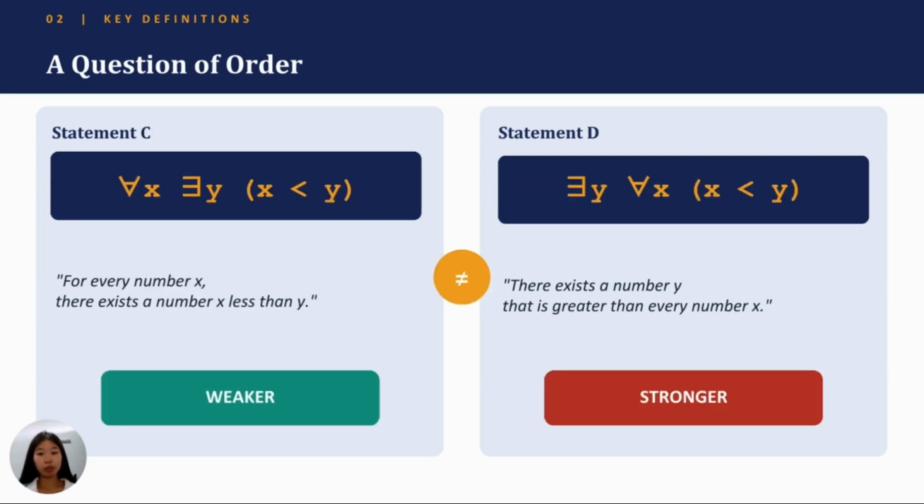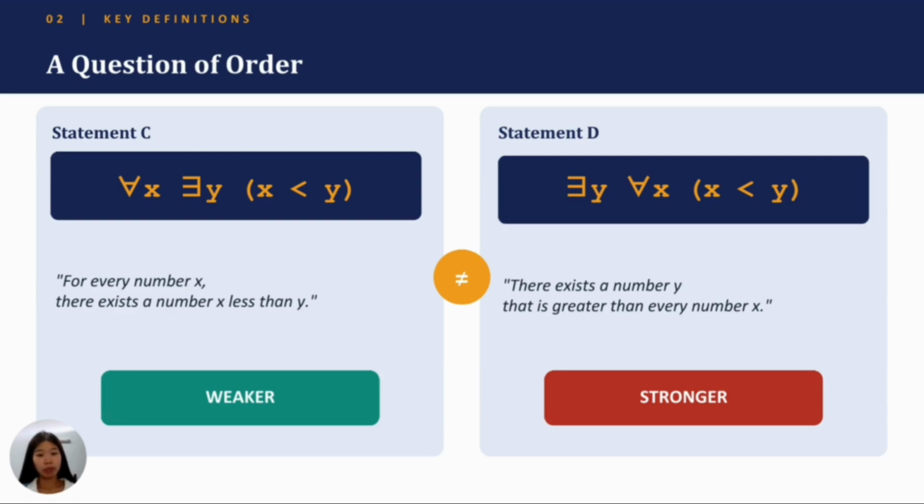However, it is different when we are using two different quantifiers. Look at statement C: for all x, there exists y where x is less than y, which means for every number x there exists a number y such that x is less than y. And the other statement exchanges the order of exists y and all x.